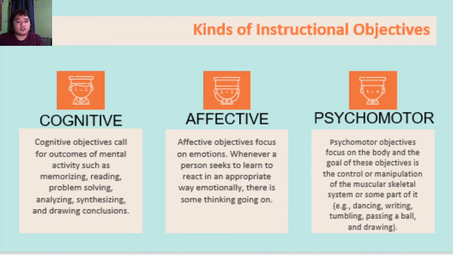Psychomotor objectives focus on the body, and the goal of these objectives is the control or manipulation of the muscular skeletal system or some part of it. Examples of this are writing, dancing, tumbling, passing a ball, or drawing. All skills requiring fine or gross motor coordination fall into the psychomotor category. To learn a motor skill requires some cognition. However, the ultimate goal is not the cognitive aspect of the skill, such as memorizing the steps to take. The ultimate goal is the control of muscles or muscle groups.